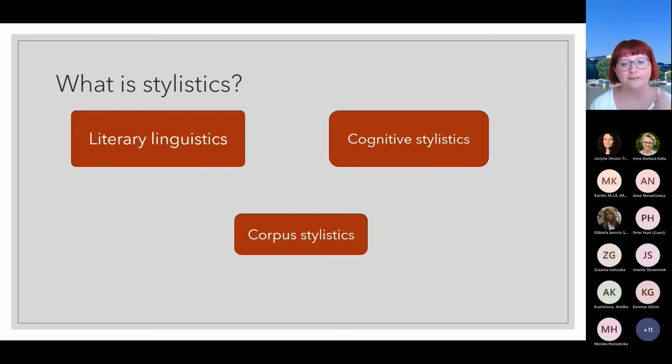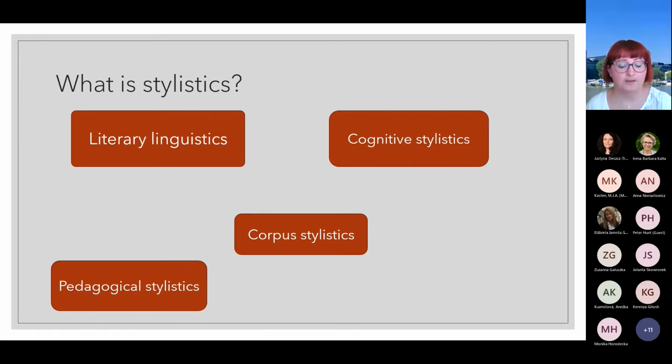Now, in stylistics, there is a trend of corpus stylistics, and this is something that is quite big in the place where I did my degree, in Lancaster. So you would hear corpus stylistics. But again, this is just one type within stylistics.